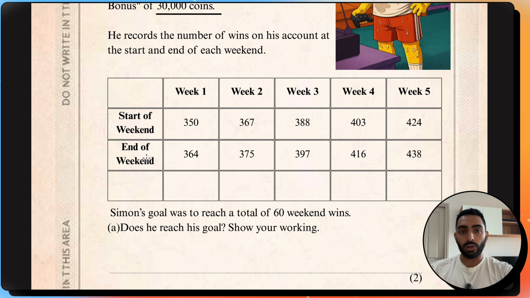Show your working. We've got a table here. It shows the start of the weekend, the end of the weekend. We've got 5 weeks. At the start of the weekend, he had 350. At the end of the weekend, he's got 364. That means he's won 14 games. The difference between these two numbers is 14. The next week, he started on 367. That means he's played a couple of games. Probably got automatic entry to weekend league, so he didn't need to play that many. And the difference between these two would be 8. The difference between these two would be 9. The difference between these, 13, and then 14.